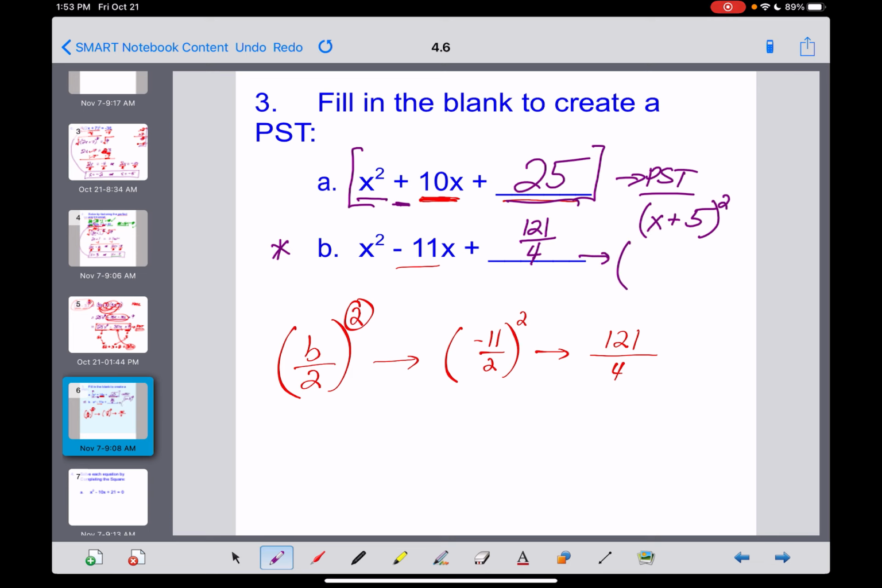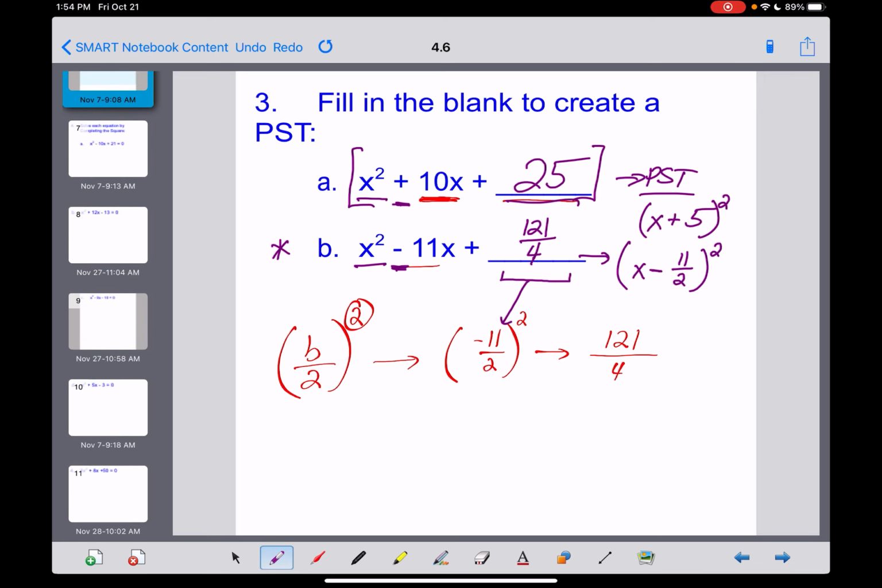And that would factor into what binomial squared? Well, what is the square root of x squared? Just x. I know this looks hard, but it's not. What's the square root of 121 over 4? The numbers you squared to make that were 11 over 2. And whatever sign you have right here for b, that's the sign you use right here. So it's x minus 11 halves, quantity squared.